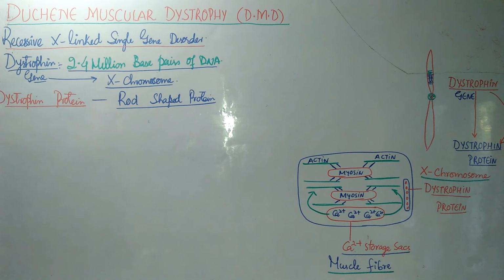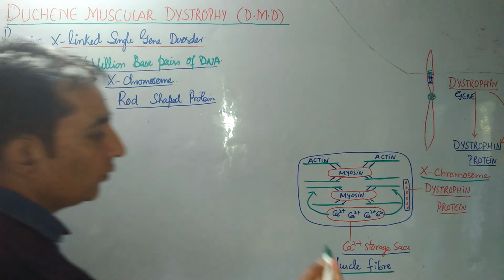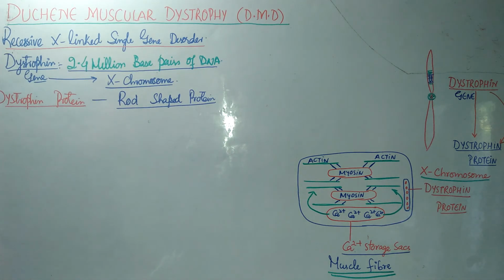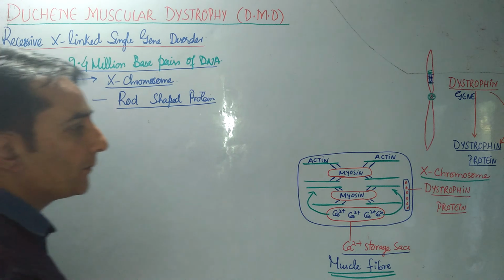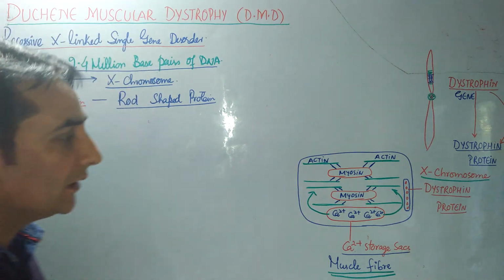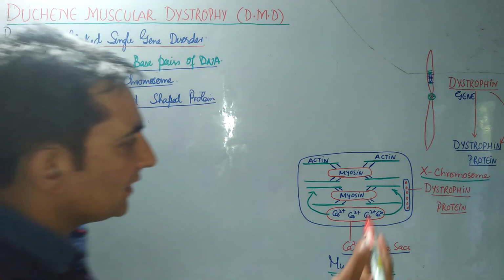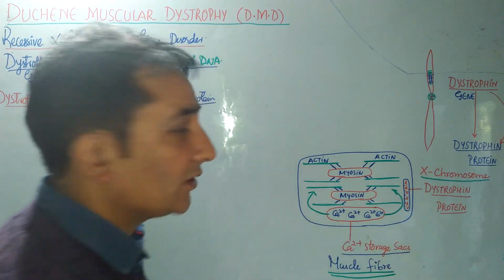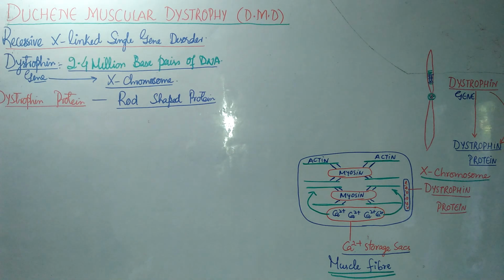It is a cytoplasmic protein usually found in the cytoplasm of skeletal muscle cells or other muscle cells. So we have drawn over here the structure of a muscle fiber. Suppose this is a myocyte, a muscle cell. This over here is the dystrophin protein. It's a rod shaped protein.